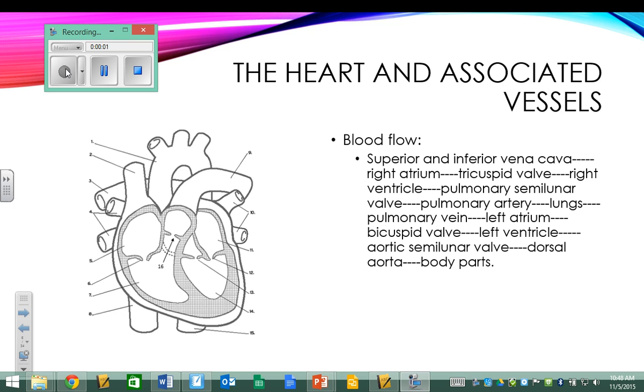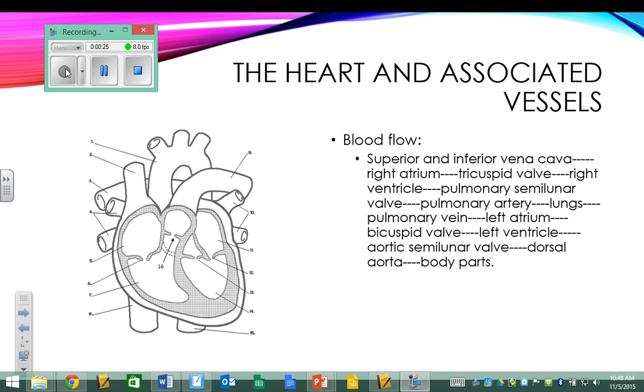6, 6 being the dissection of the heart. We're talking about the heart and the associated vessels. Yesterday we labeled the chambers of your heart, the valves of your heart, and the blood vessels that are attached to your heart. Today we are going to talk about blood flow. So where is blood flowing? Which is the direction that it's going in?